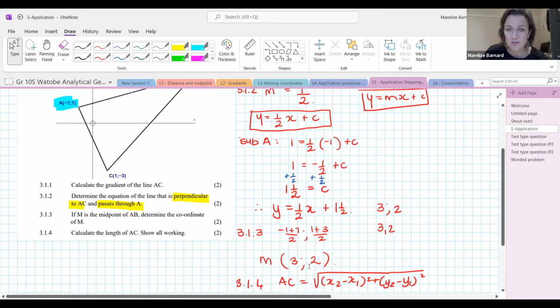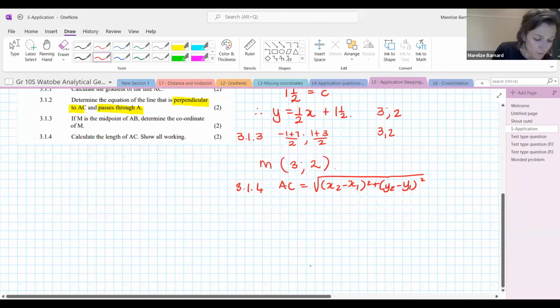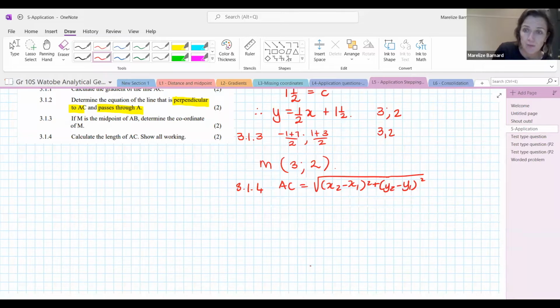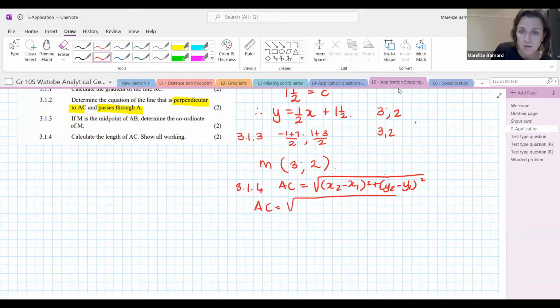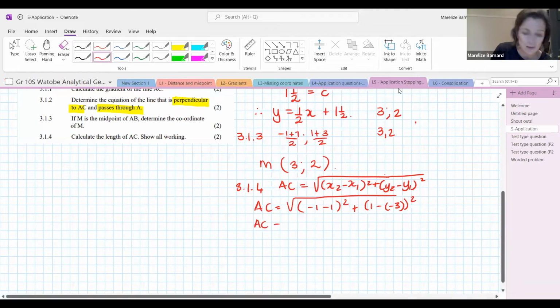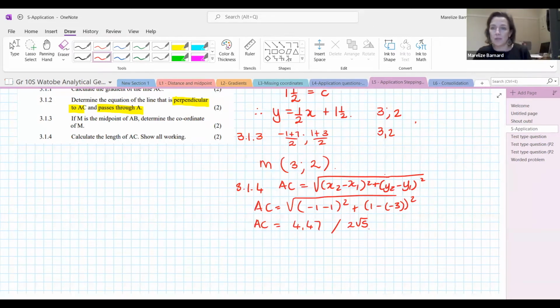Okay, so we have a few answers already. You should get 4,47 or 2 root 5. Make sure that you got that. If not, check where you made your mistake so that you can correct it. So we do -1 squared plus 1 minus 3 squared. And then AC is 4,47 or 2 root 5. Okay, well done, everybody.